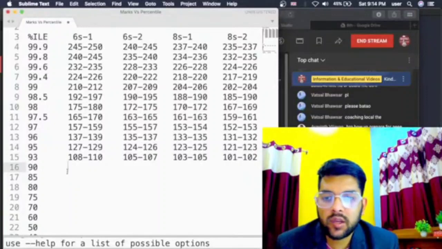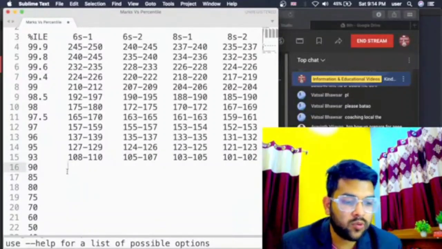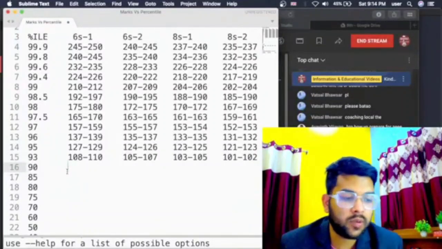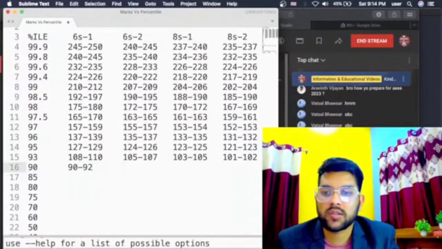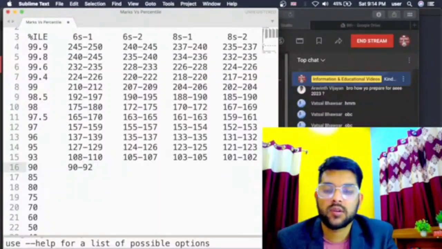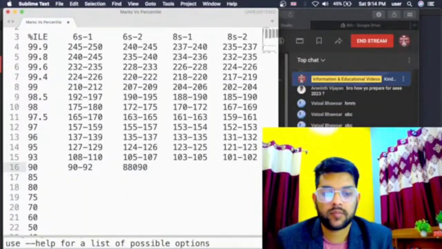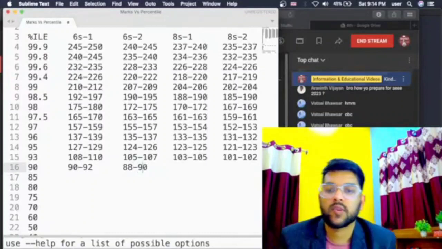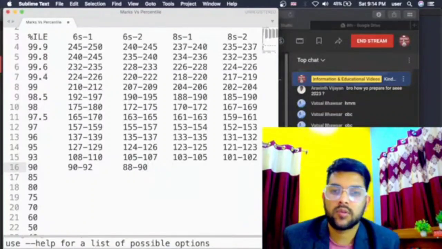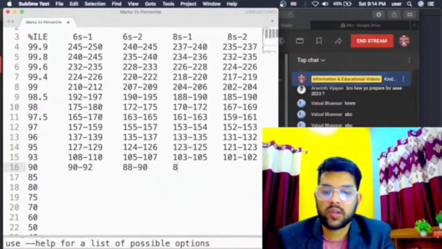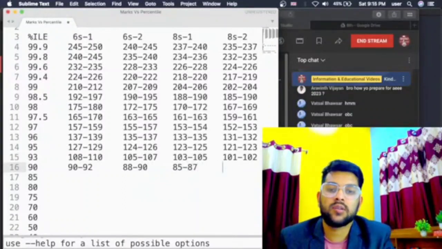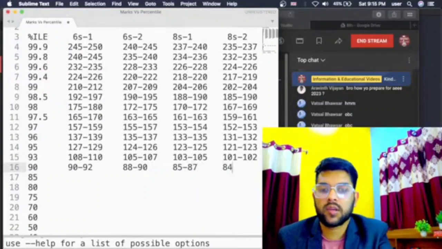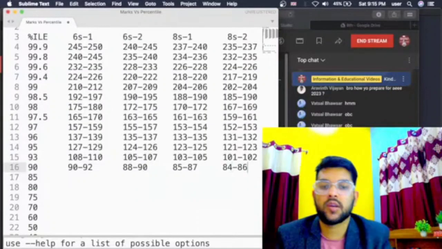the biggest barrier of a student, everyone wants to cross the 90 percentile barrier. So here 90 to 92 marks is enough in 6 shift 1. And now 88 to 90 for shift 2, and for 8 shift 1 it will be around 85 to 87, and 84 to 86 for 8 shift 2.